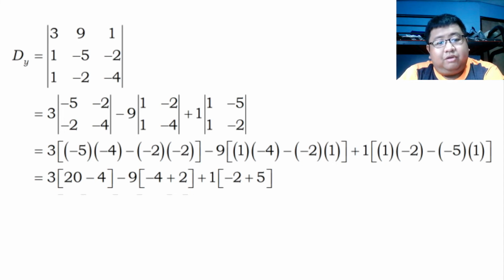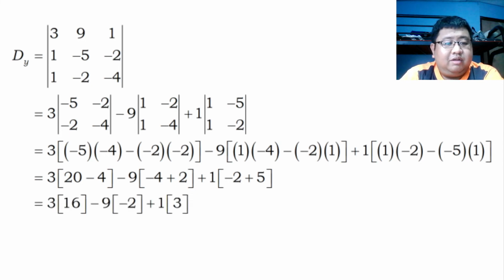1 times negative 4 is negative 4, correct? Negative 2 times 1 is negative 2. Pero may minus sign pa sa unahan, so plus 2. Negative of negative is positive. Now, 1 times negative 2 is negative 2. And then, negative 5 times 1 is negative 5. But since there's a minus sign outside, that's plus 5 already.